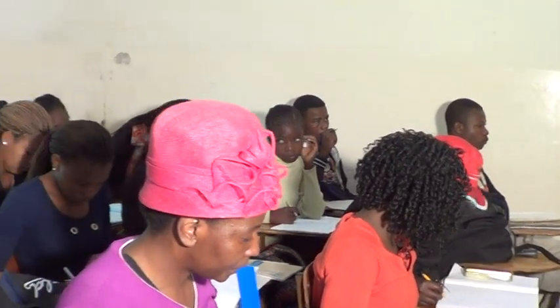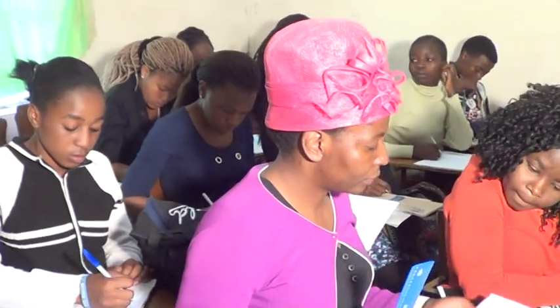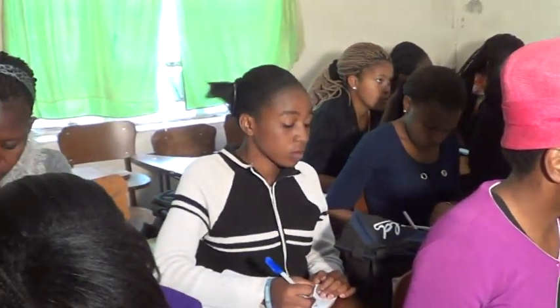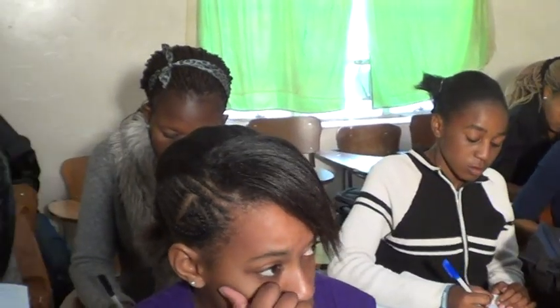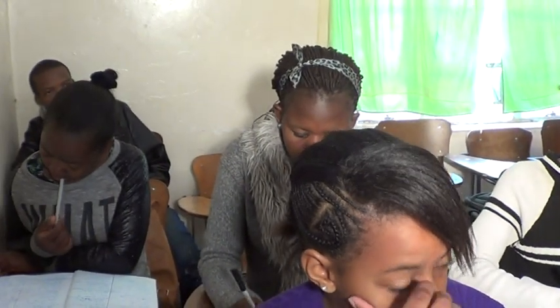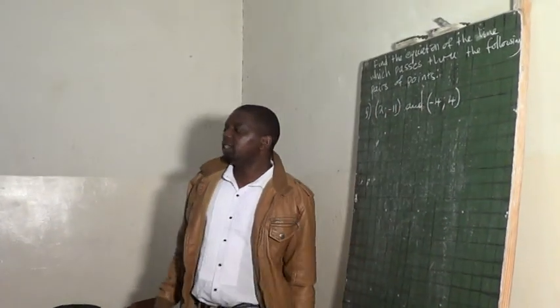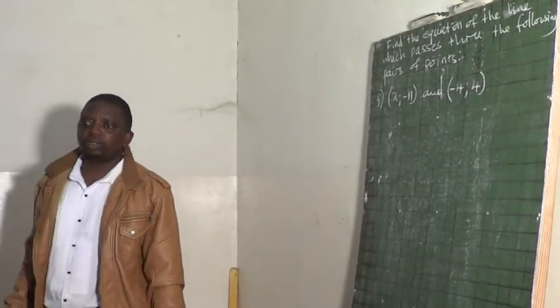Right. What else? Those which were very challenging. Let's talk of those that challenged you. The points: 2, minus 11 and minus 4, 4. Right, we said with the 2 given points, you find the gradient altogether.